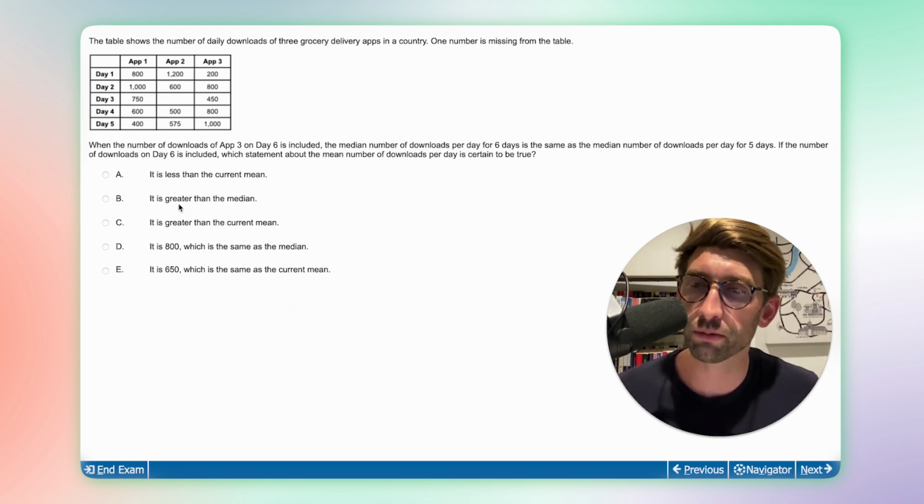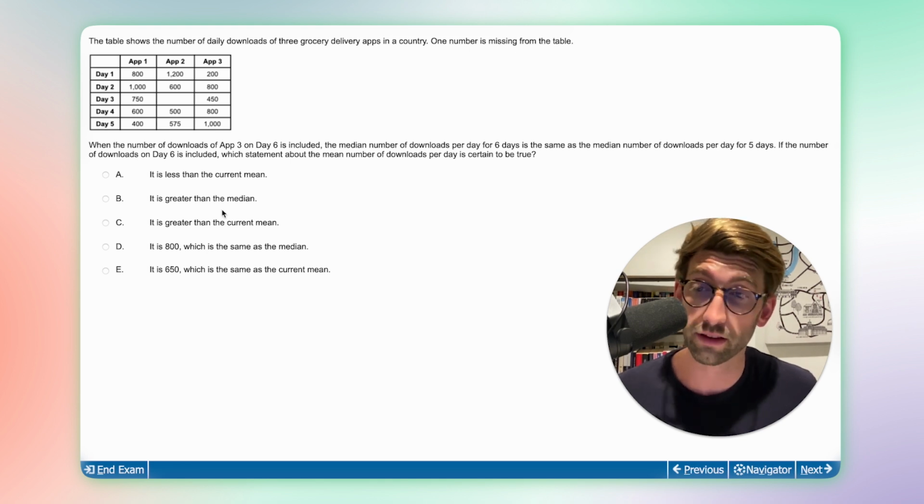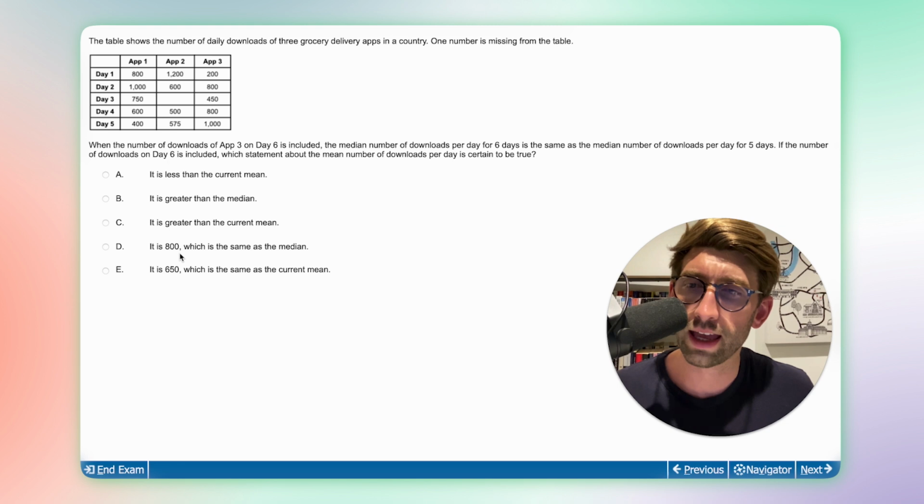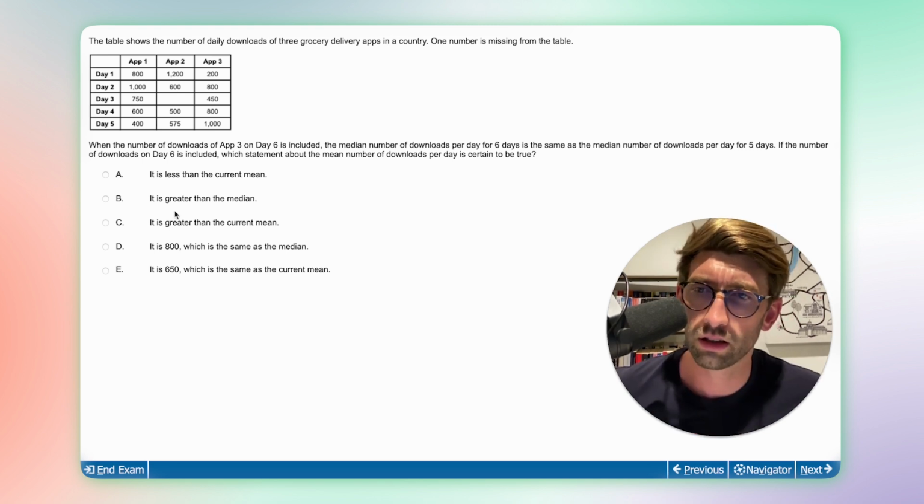So let's see what the options are, and then we can decide which one is true. It is less than the current mean. So I think that is definitely not true because of what I've just said, that it's probably going to go up. It is greater than the median. Which of the statements about the mean number of downloads per day has to be true? The mean is greater than the median. It is greater than the current mean. It is 800, which is the same as the median. Definitely not. It is 600, which is the same as the current median, which is definitely not true. So it is greater than the median.